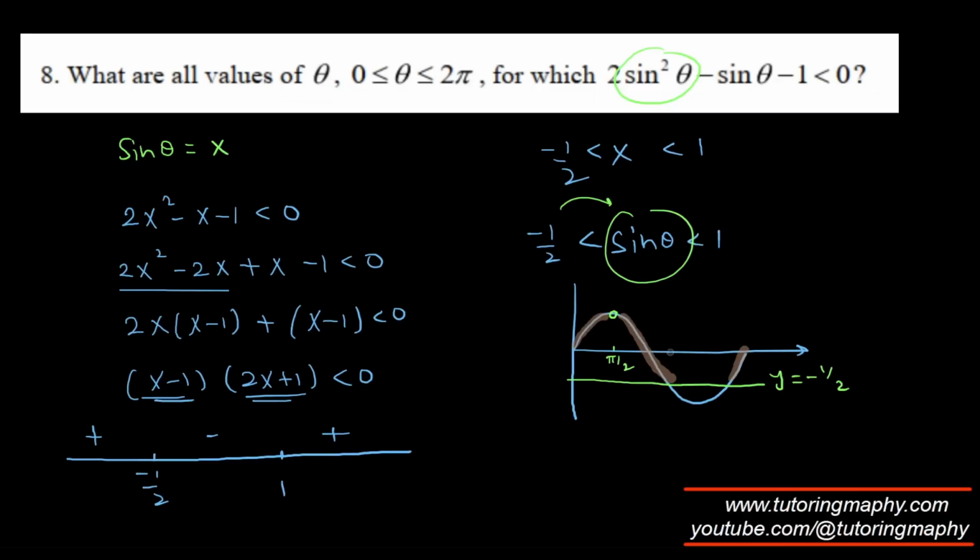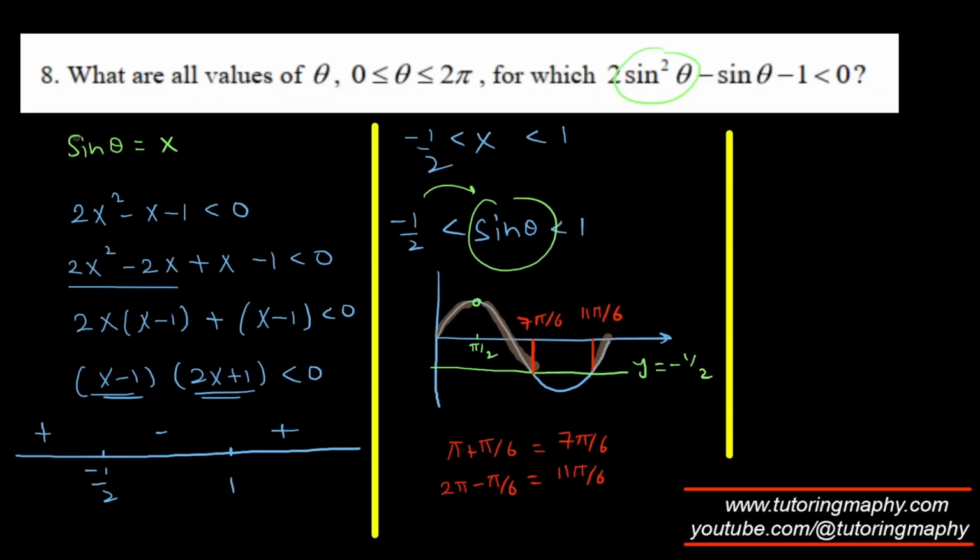For that, I need to find when it is 1 over 2, which is at pi over 6. So I need to convert pi over 6 into quadrant 3, which is this, and quadrant 4, which is this. So 7 pi over 6 and 11 pi over 6. So how do we write our final answer? Well, I just made some space.